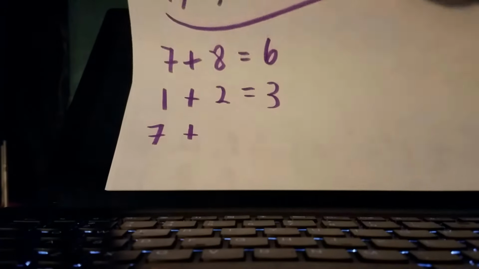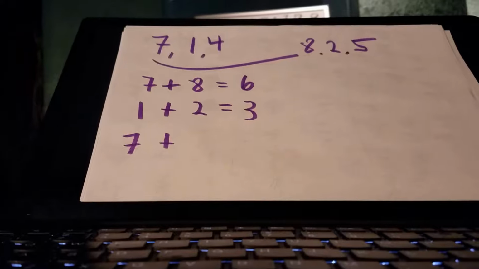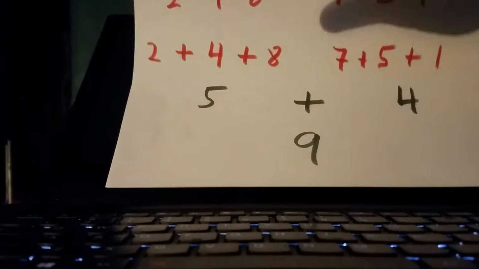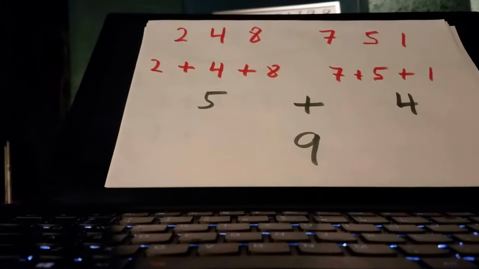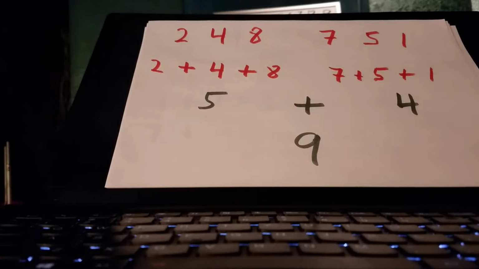I don't know what I did there. It looks like I forgot to write a number. 7 and 8 is 6, 1 and 2 is 3, and 4 and 5 would be a 9. Okay. So anyway, now the 2, 4, 8, 7, 5, 1. Now they can be a 9 too.